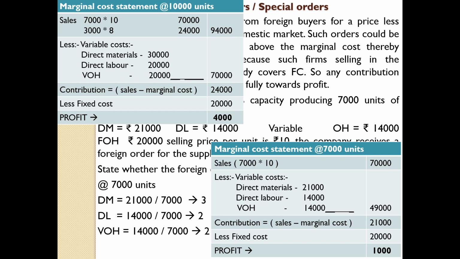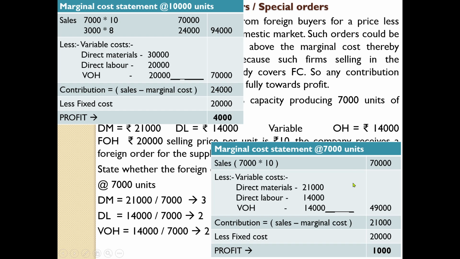And from 94,000 you need to deduct the direct material, direct labor and variable overheads. Remember, earlier it was 7,000 units, now it is 10,000 units, 7,000 plus 3,000. So the variable items will also change, because variable cost per unit remains constant. So direct material is 3 into 10,000, 30,000. Likewise, direct labor 20,000, variable overheads 2 into 10,000, 20,000. So you will get 70,000. If you deduct 70,000 from 94,000, you will get 24,000 contribution during the year.